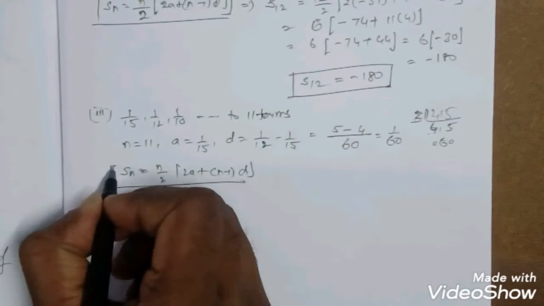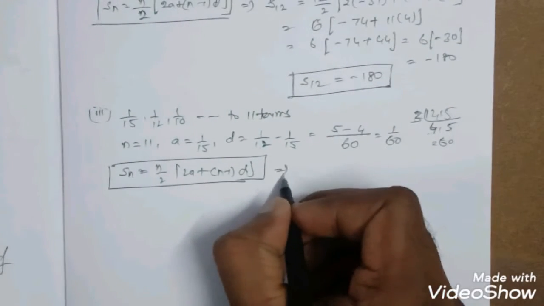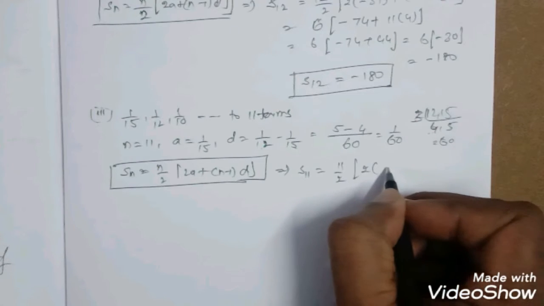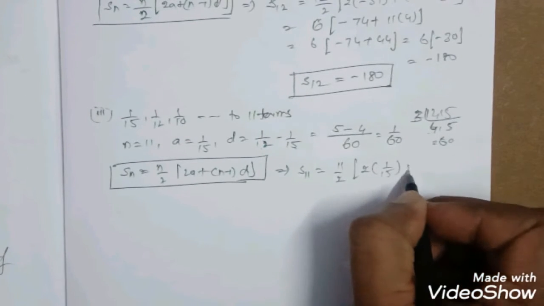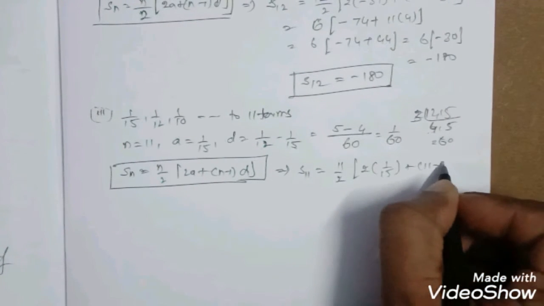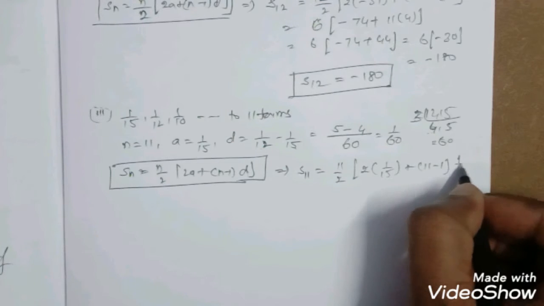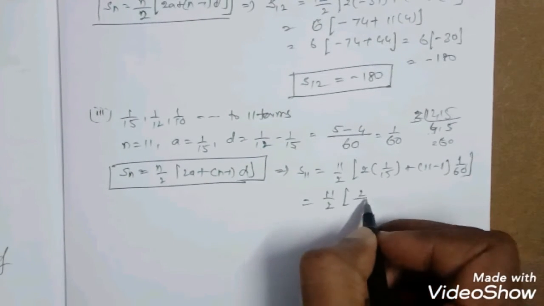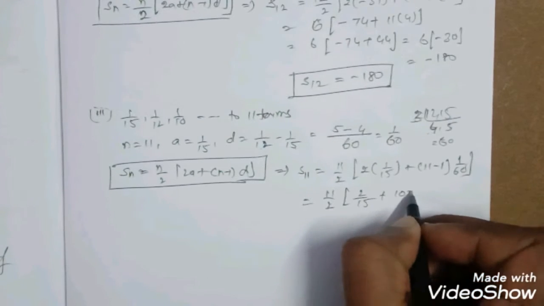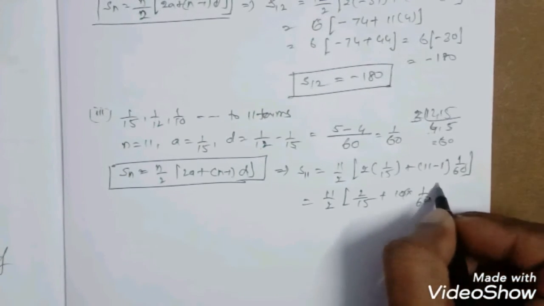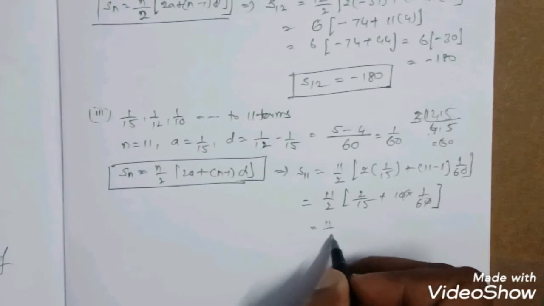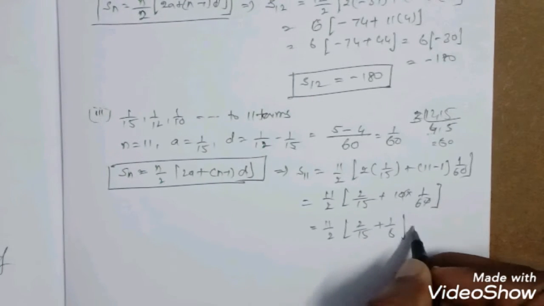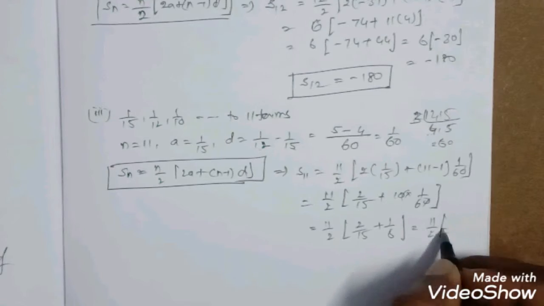Right? Now if you substitute in this formula, you will get S11 is equal to 11 by 2 into 2a. The a value is 1 by 15, plus n minus 1, the n value is 11, so 11 minus 1, into d, that is 1 by 60. Now here you will get 11 by 2 into 2 by 15 plus 10 into 1 by 60. So here I can cancel this 0. So you'll get 11 by 2 into 2 by 15 plus 1 by 6. Now take the LCM.